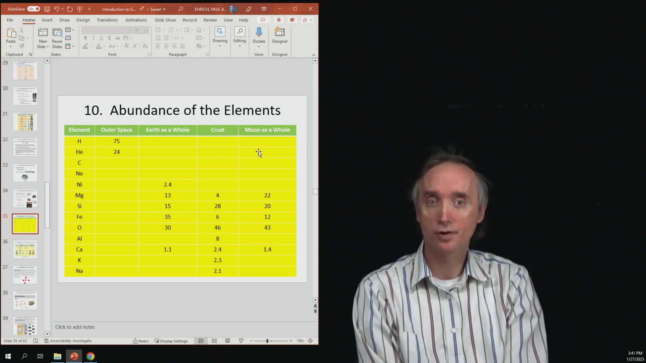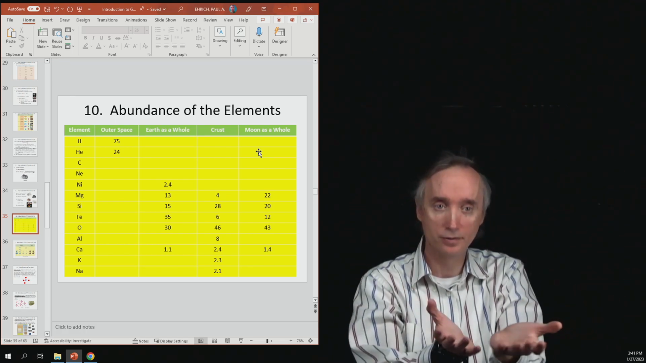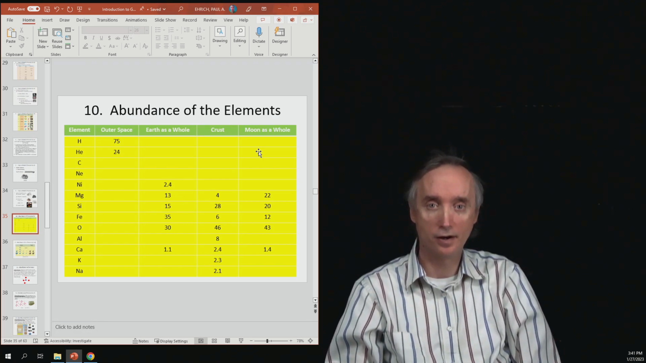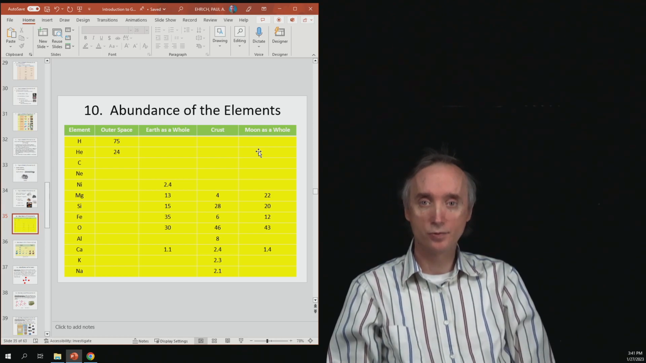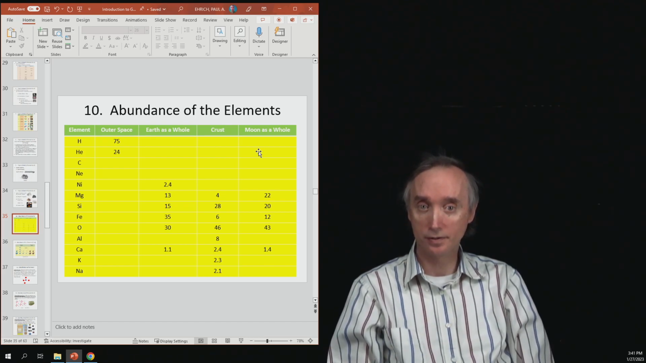Now let's look at the crust of the Earth. So the crust is the upper layer of the Earth, and let's look at the elements that are found there. Do you notice that one of the elements which was plentiful in the Earth as a whole, it's not plentiful in the crust of the Earth? Which one is it? It's the iron. So do you notice that the iron is greatly diminished in the crust?